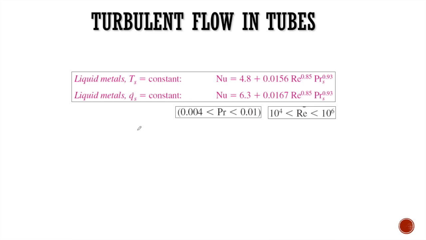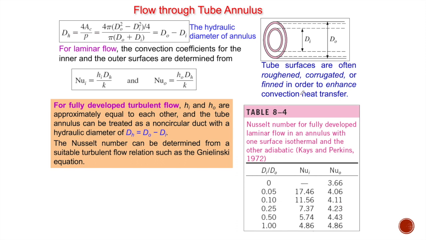And for liquid metals with constant heat flux, you may use this equation: Nusselt number is 6.3 plus 0.0167 Reynolds number to the power of 0.85, Prandtl number surface to the power of 0.93. So that is for turbulent flow. For turbulent flow, you have to assume fully developed turbulent flow.